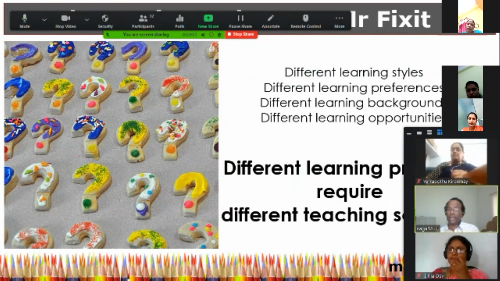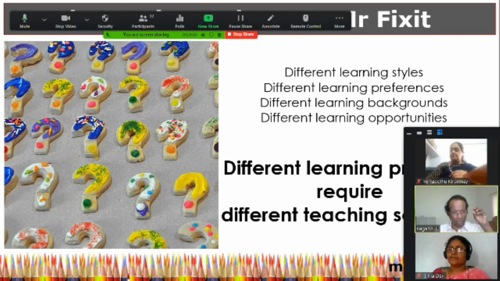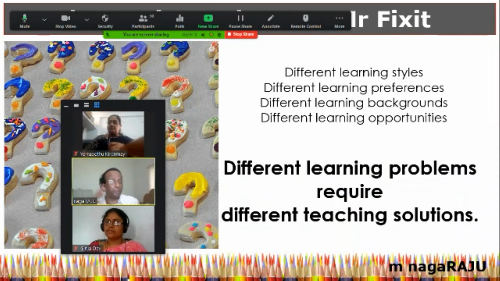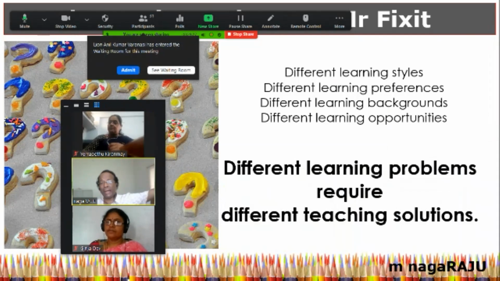But despite all that, the conclusion that we can make is that different learning problems require different solutions. We cannot have the same solution to every problem, no? If this student has a problem, I need to have a solution that suits his problem. And if there are 5 students in my class who have a different problem, I must fit their problem with a different solution. So different solutions are needed.